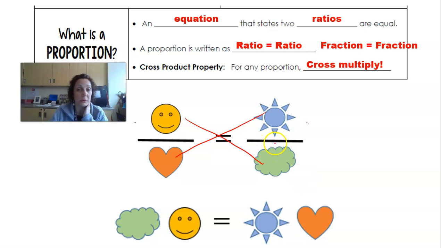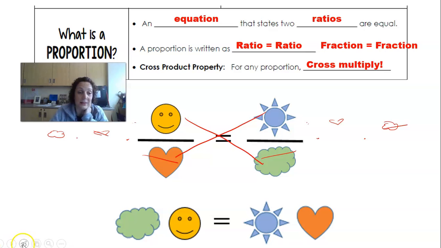It's an algebra rewrite. You could also do this in two steps by saying, you know what? I'm going to multiply both sides by heart. Over here they would cancel. And then you could say, I'm going to multiply both sides by cloud. And over here they would cancel. You end up with cloud times smiley face and sun times heart. You can do it in two steps, but you don't need to. That's what cross multiplication is for.